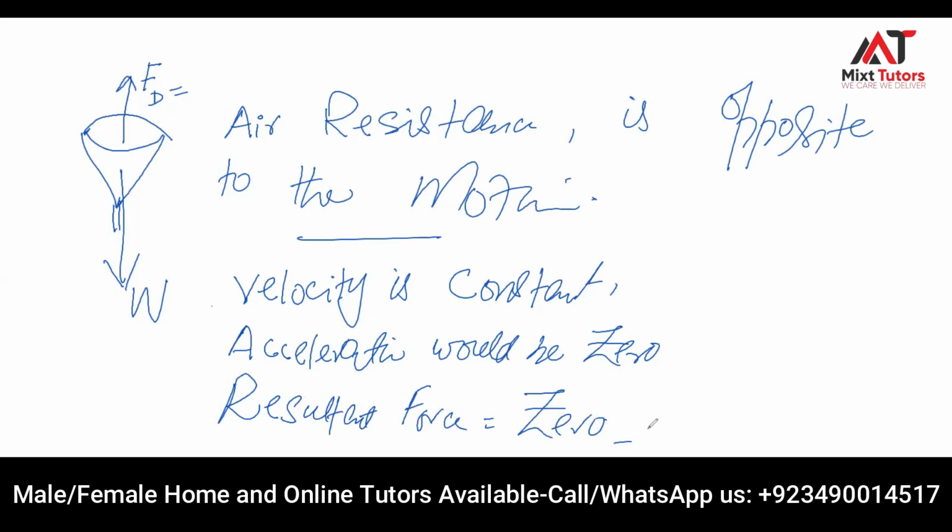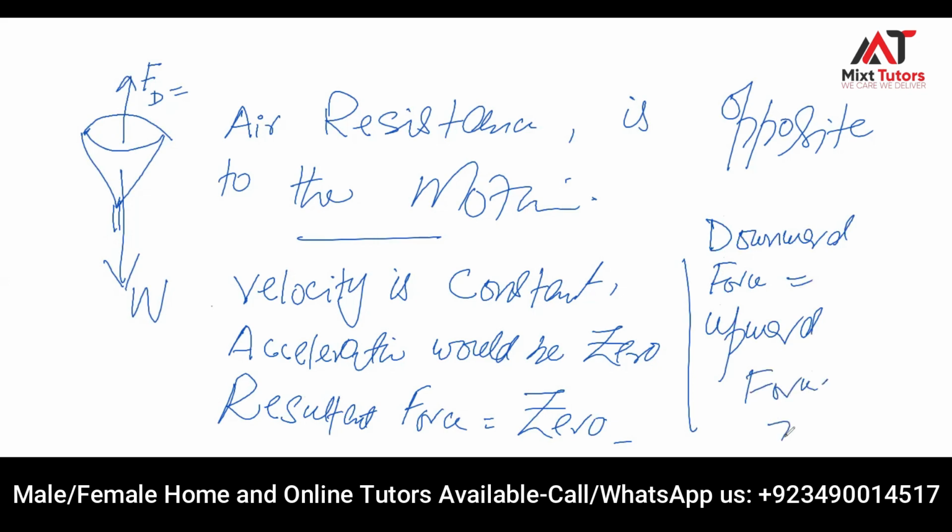So resultant force would be zero when downward force is equal to upward force. Sara Yasser and Aiza Batul, do you understand this information, this logic? Yes, sir. When object is moving with constant velocity, its acceleration would be zero. When acceleration of an object is zero, the resultant force acting on it is zero. Resultant force zero means downward force is equal to upward force. Two forces equal in magnitude, opposite in direction. Can we move forward? Yes, sir. Okay.